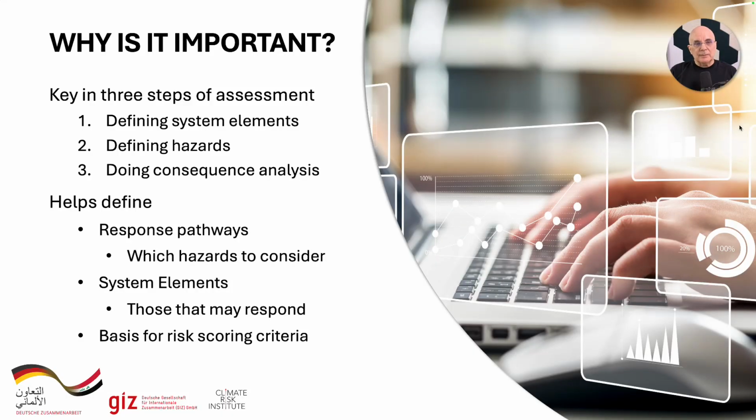Why is it important? It's key in three stages of our work: defining system elements, defining hazards, and doing consequence analysis. It helps us define the response pathways that we're going to be worried about. Which hazards are we going to consider? The system elements, those that may respond to potential hazards, and our basis for scoring the risk itself.